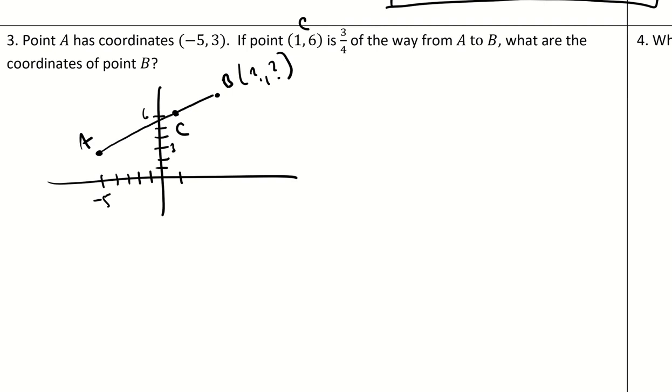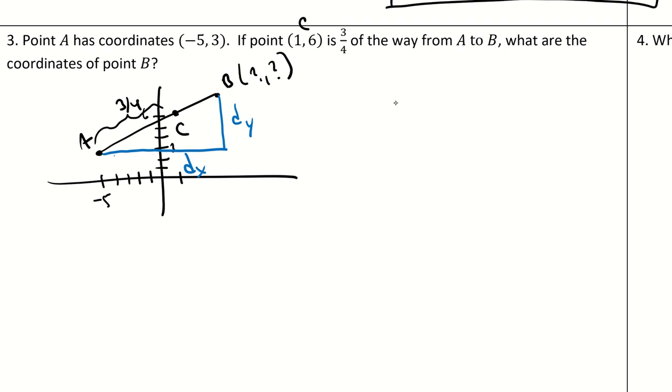So basically we have a line from A to B, and this here is 3/4 of the way from A to B. So that's 3/4 of the distance. All right, so what we're going to do is find the rise and run here. Let's call this dx, the distance in the x direction from A to B, and we'll call this distance dy, the distance from A to B in the y direction. We're trying to figure out what those are because they'll help us find the coordinates of B.